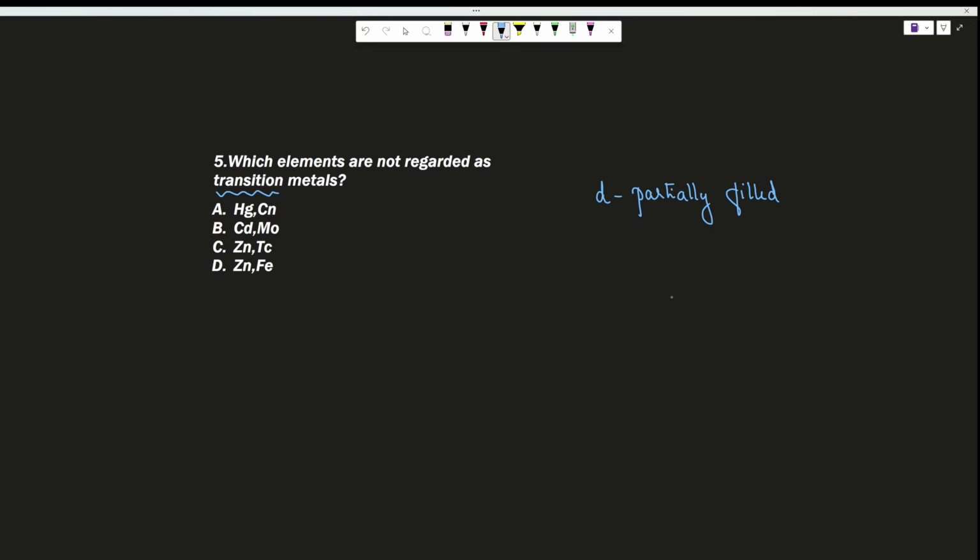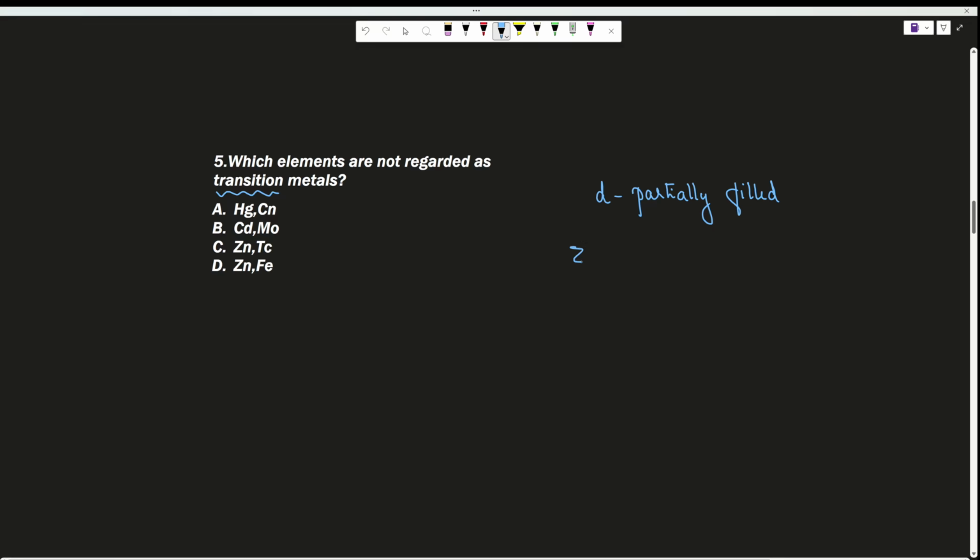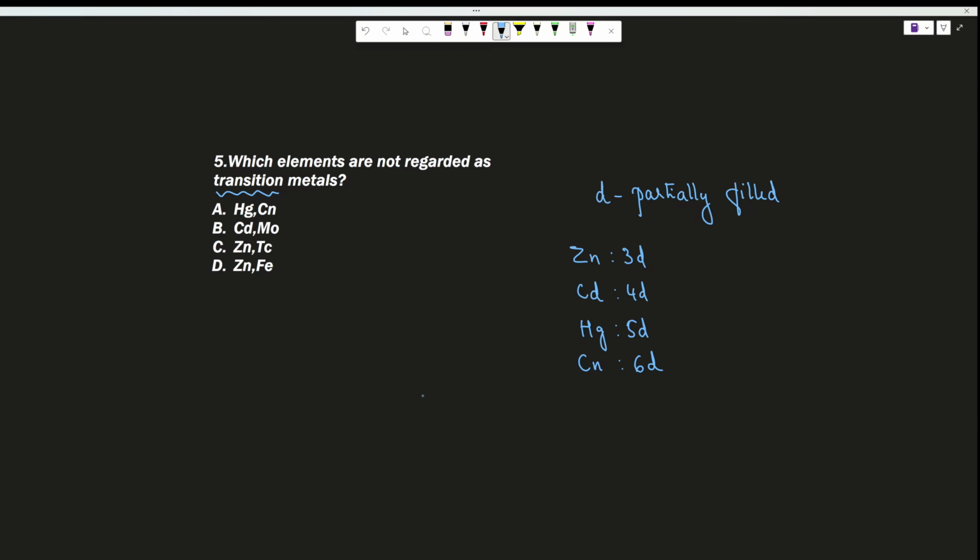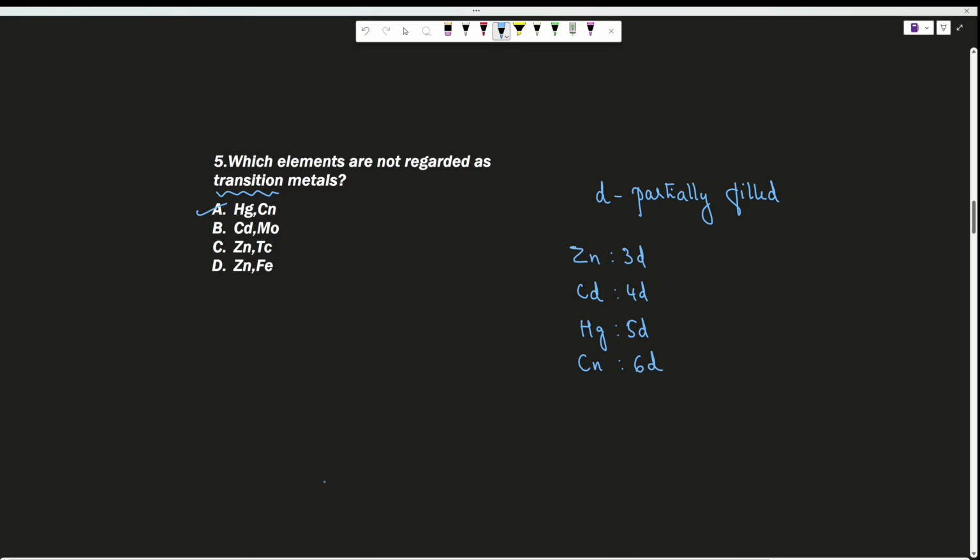So, here in D block, you have zinc, and below that, you have cadmium, then you have mercury, then you have this copernicium. Okay, so this is in 3D, this is in 4D, this is in 5D, and this is in 6D. Okay, and all these have d10 configuration. That's why they are not regarded as transition elements. That means here in the options, A is correct because both the elements are not transition metals there.